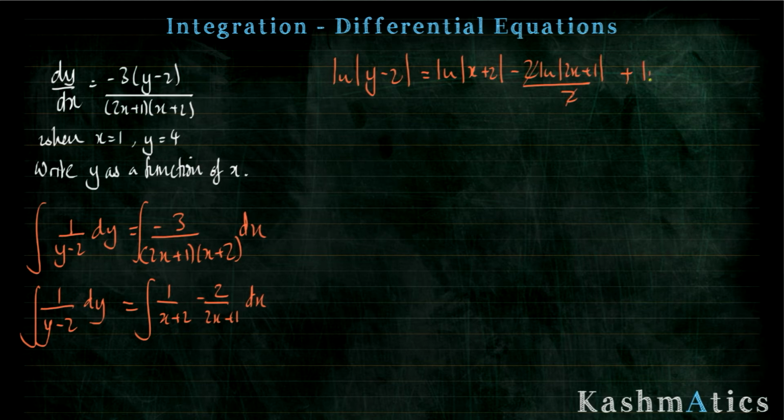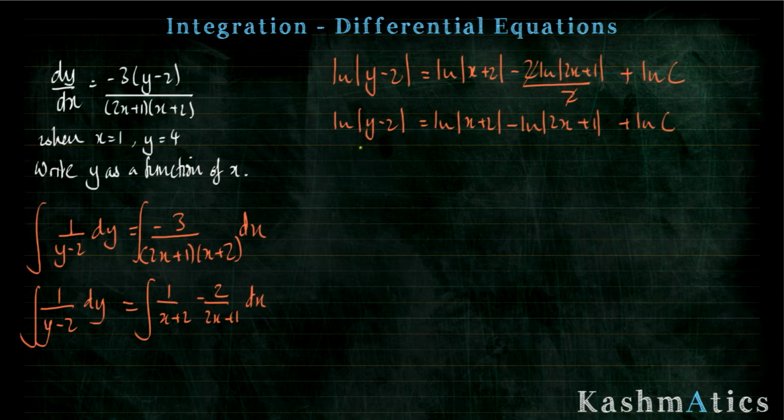and I'm going to write this as ln c again because I've got loads of logs. I can write this constant as a natural log. It's still a constant, remember. So let's just tidy this up a little bit. So I've got the natural log of y minus 2 equals the natural log of x plus 2 take away the natural log of 2x plus 1 plus the natural log of c.